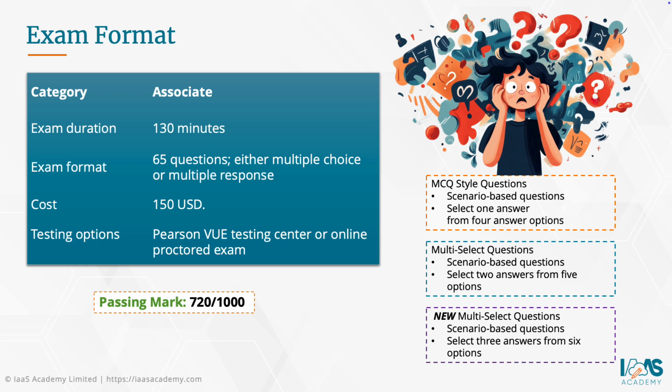Now, in order to pass the exam, you need to get 720 points out of 1,000. Now, of the 65 questions you get in the exam, 15 of those questions are unmarked, and they allow AWS to introduce new questions and get feedback as to how those questions are being answered. Do not waste your time trying to figure out which ones they are. They all count when you're sweating in the exam. So just ignore all of that and just focus on ensuring you get every single answer correct. So answer all the questions in the exam.